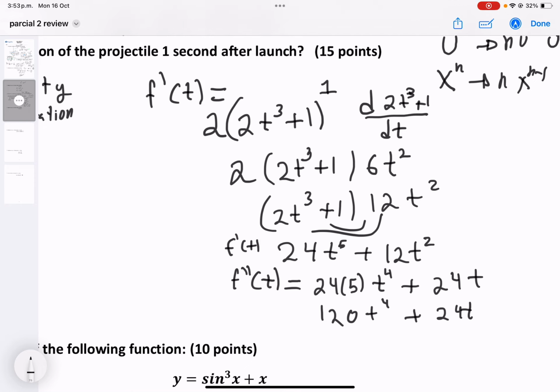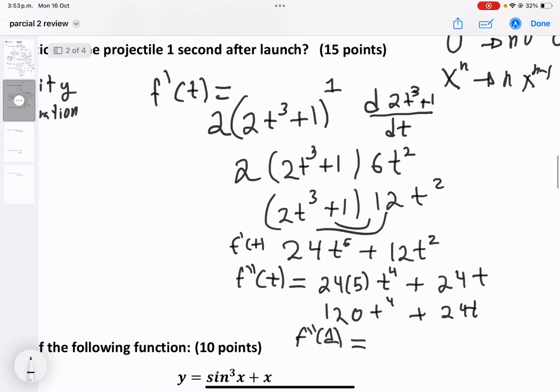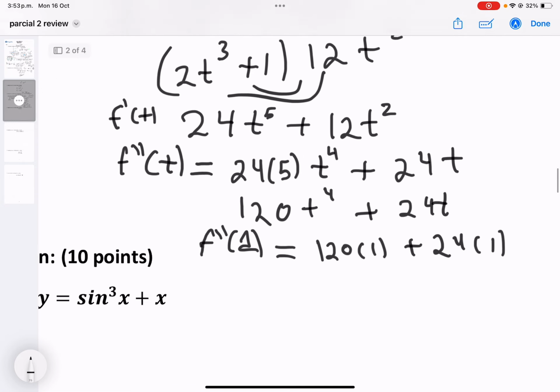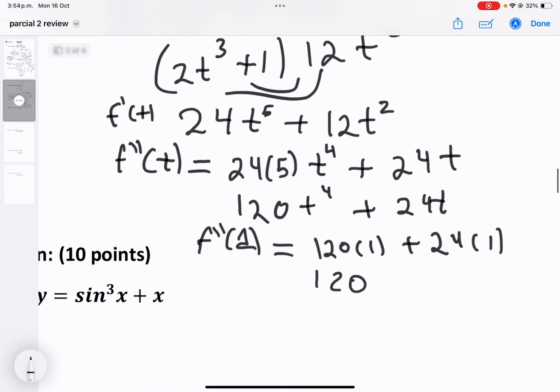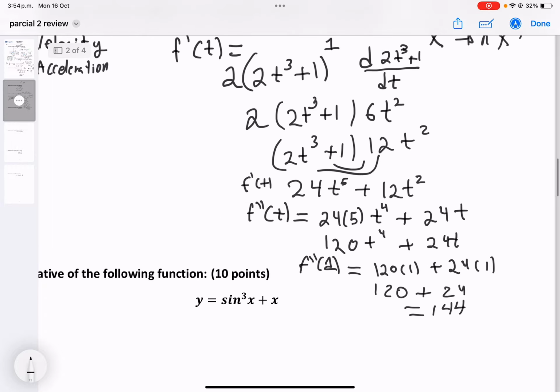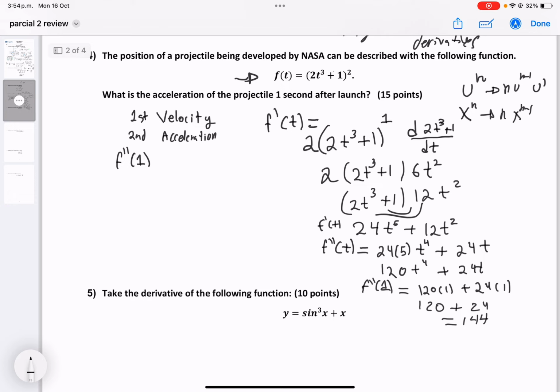Now for the final answer, I only need to evaluate this at 1. Like this. That is going to give me 120 times 1 plus 24 times 1. Here, this is 120 plus 24. This is 144. Right? And that is the acceleration after 1 second.